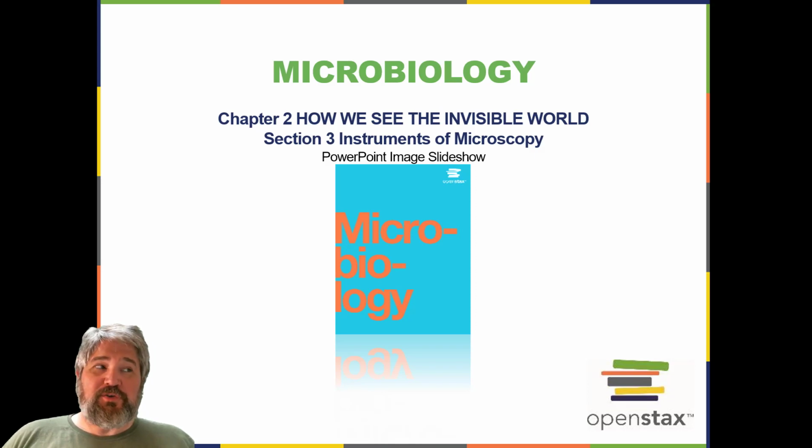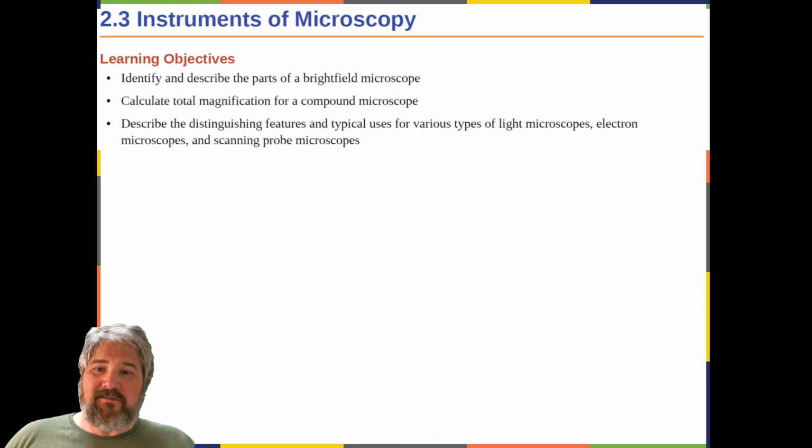Welcome to Chapter 2, Section 3, Instruments of Microscopy. In this chapter, the learning objectives are to identify and describe the parts of a Brightfield microscope, calculate total magnification for a compound microscope, and to describe the distinguishing features and typical uses for various types of light microscopes, electron microscopes, and scanning probe microscopes.